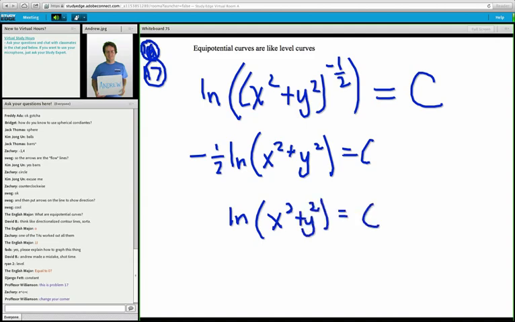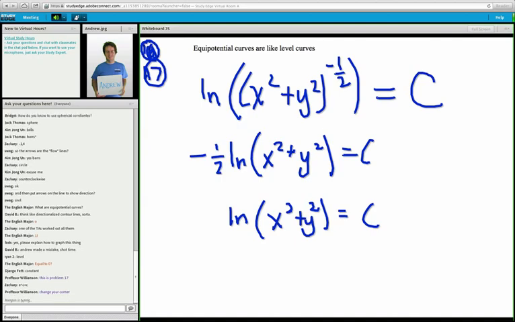Now you might be wondering, well, Andrew, you just multiplied through by negative 2. Shouldn't you have a negative 2c? Yeah, but listen up. I don't have a negative 2c because negative 2 times a constant is just another constant. So I don't say negative 2c, I just say c again.